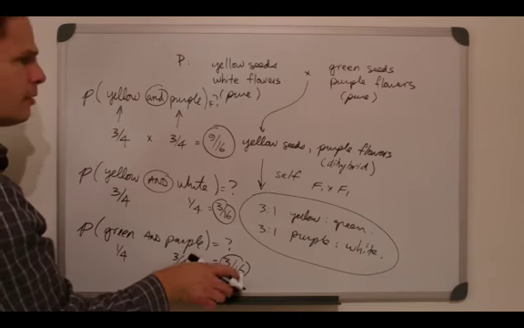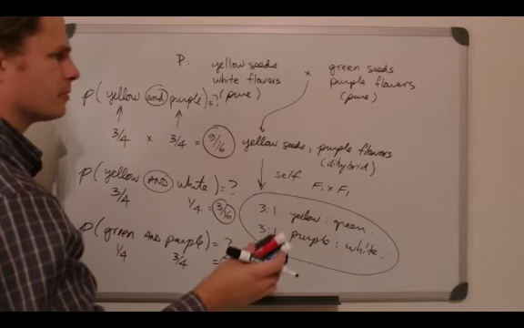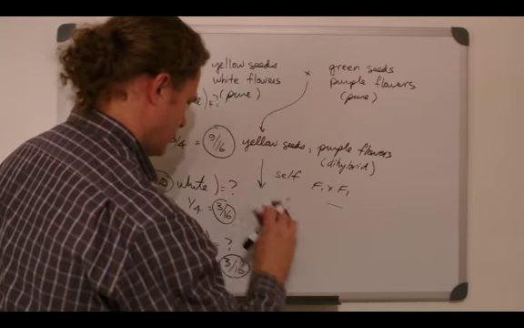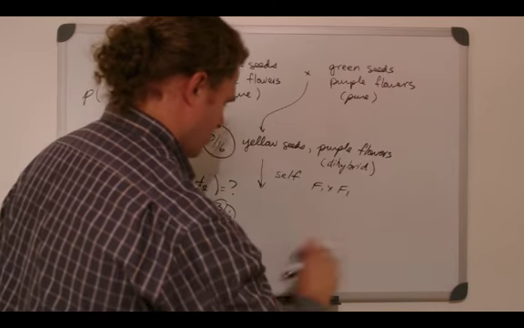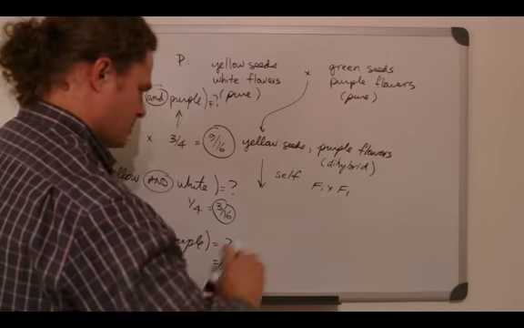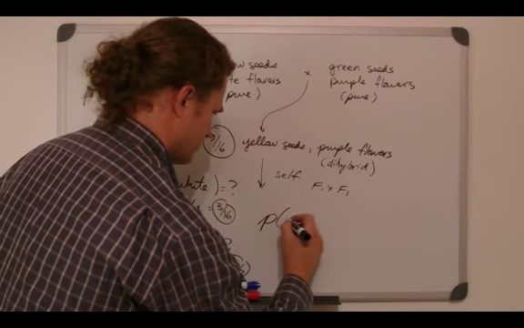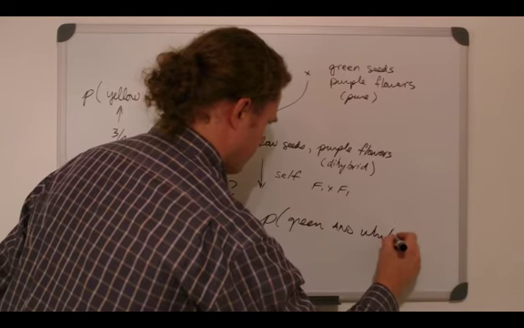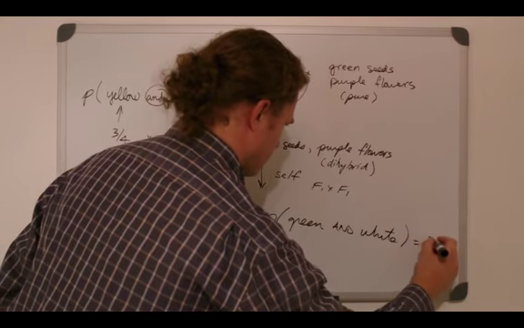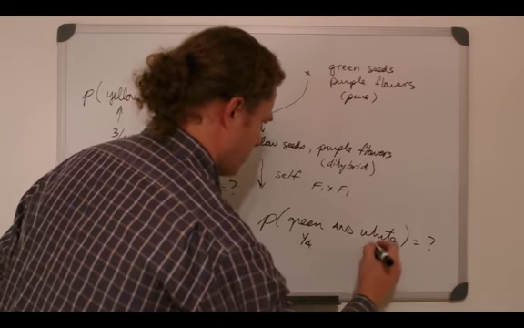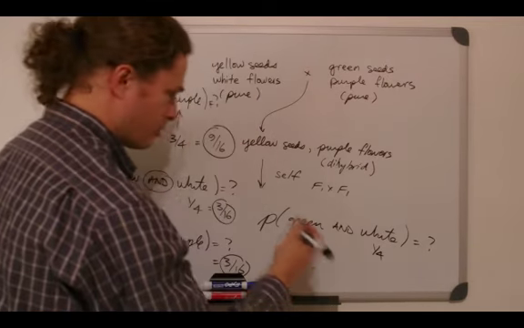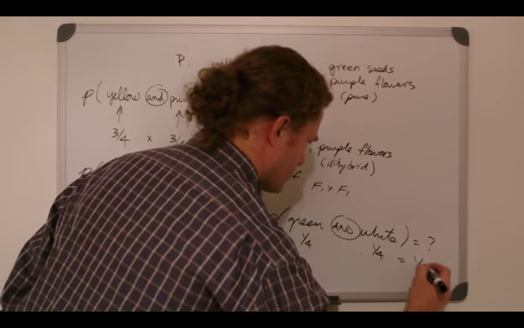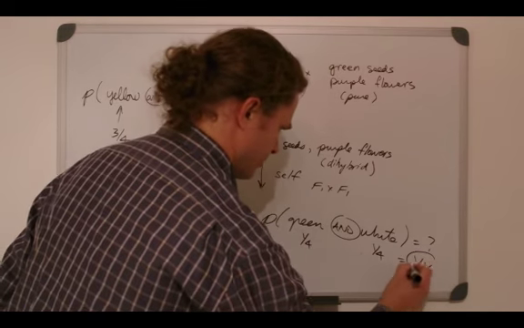Okay, so the last remaining one would be green seeds and white flowers. These each have a probability of 1/4, assuming that they're independent, as we've been mentioning, and because we say and, we would expect a frequency of 1/16 for that category.